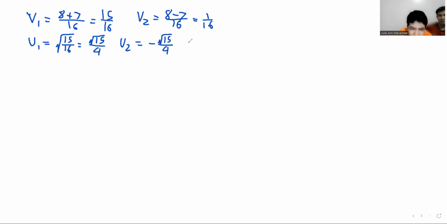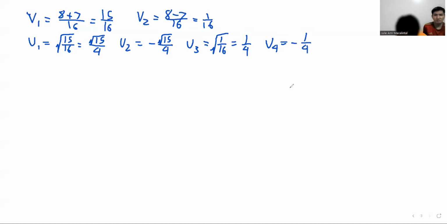Similarly, for U3, we'll use V2. That is the square root of 1 over 16. That is just 1/4, while the other was the negative root of the square root. Okay, so now we have 4 values.